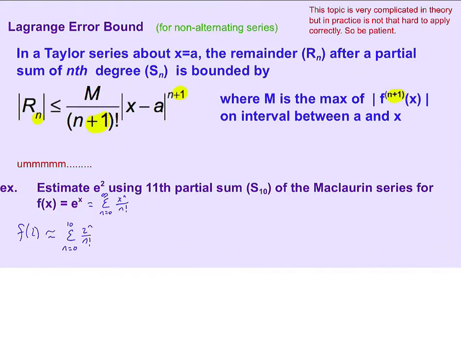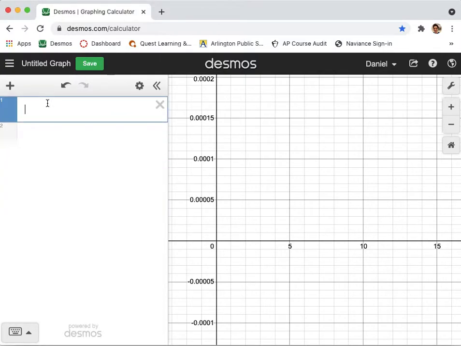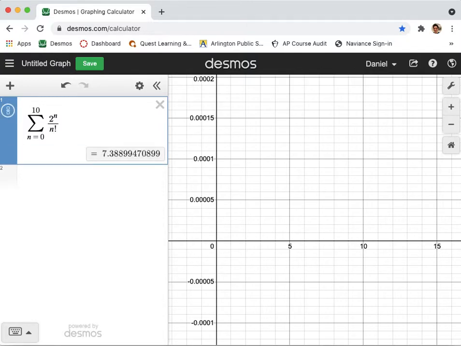And I certainly could make that list and add it up, but it doesn't seem to be a very good use of my time. So what I'm going to do instead is just use Desmos to get that sum here. The sum from n equals 0 to 10 of 2 to the nth over n factorial. And that is 7.38899.